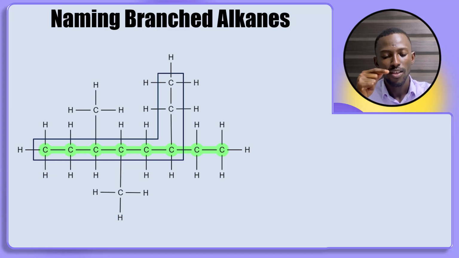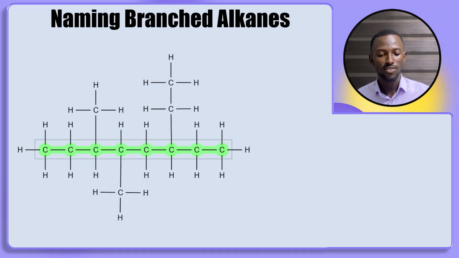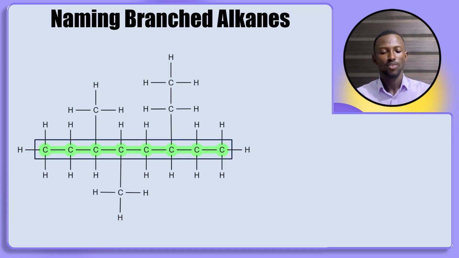So you see, you just have to check the chains and see which one gives you the longest continuous chain of carbon atoms. But we've gotten 2 of them that are 8, so I'll just revert back to the previous one that we got. So now we've confirmed our longest continuous chain. Any other thing that is not part of the longest continuous chain is known as the side chain or branch.